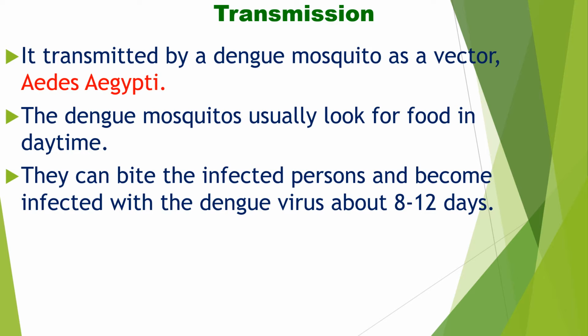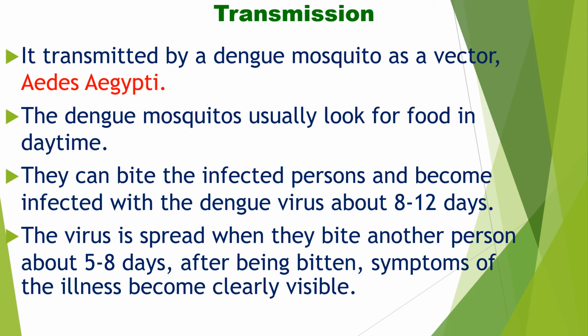They can bite the infected persons and become infected with the dengue virus about 8 to 12 days. The virus is spread when they bite another person about 5 to 8 days. After being bitten, symptoms of the illness become clearly visible.